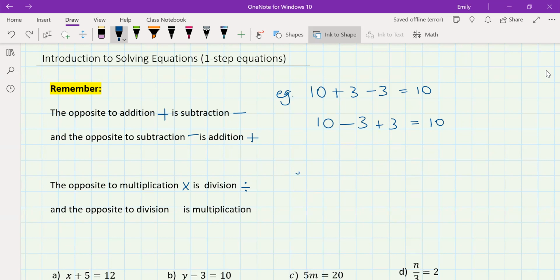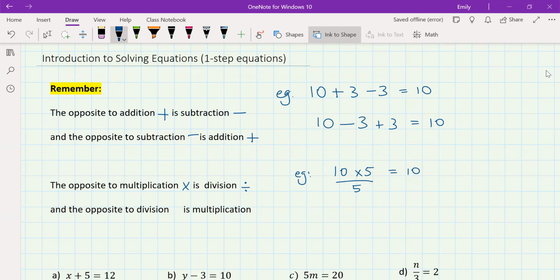So let's do an example. Let's do 10 times 5, sorry. If I go 10 times 5, that will give me 50. And now if I divide that by 5, 50 divided by 5 gives me 10. So I'm back to where I started.